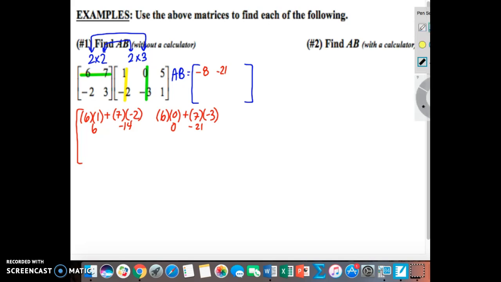Now continuing straight across, if I want to find the top right entry, I'll be using that first row, but last column. So I'll be taking my 6, multiplying it by 5, and adding that to 7 times 1. 6 times 5 is 30. 7 times 1 is 7. So our top right entry is 37.